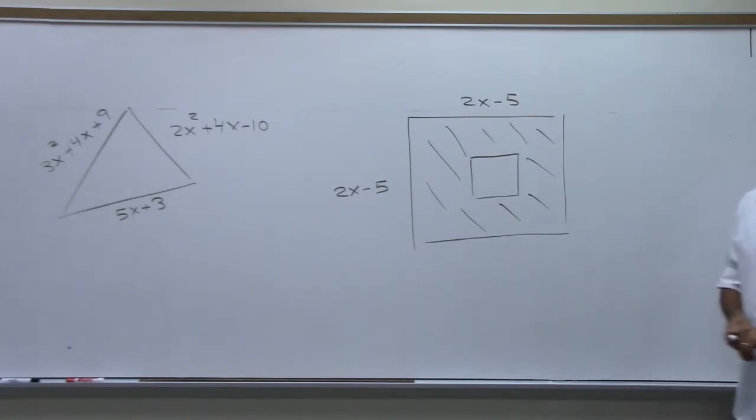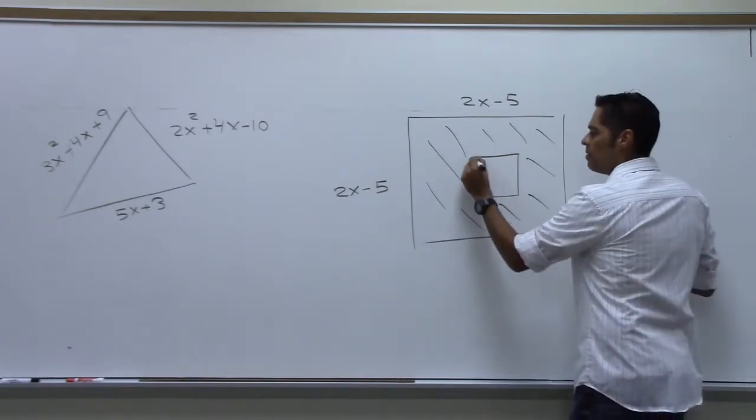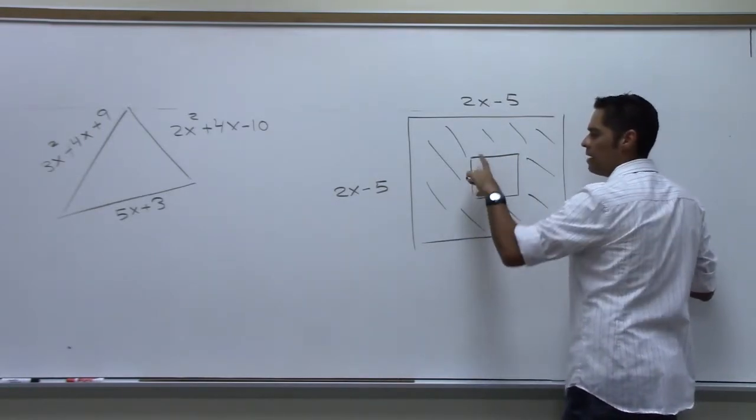And there's one additional piece of information in there that's in the wording that's not on the picture. And what is it? The dimensions of the white square are x by x. So this is x by x. X here, x here.